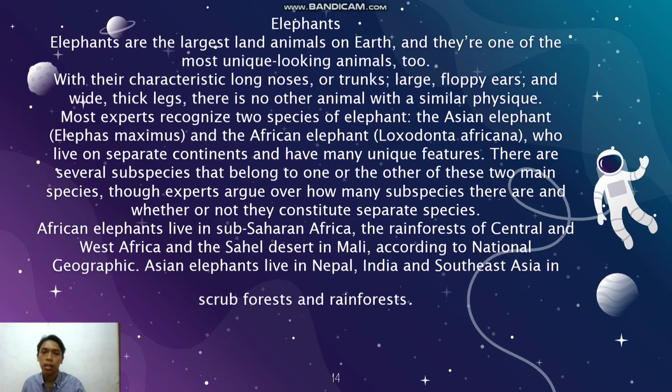Here I will give you an example of a report text. The title is Elephant. As you can see, the first sentences, from Elephants are the largest until what other animals do, are the general classification. And for the next, with their characteristic long nose or trunk, large floppy ears, and until the end, it is the description of the elephants. You can see a lot of linking verbs here, like are, belong to, and is. So it is a good report text, I think.